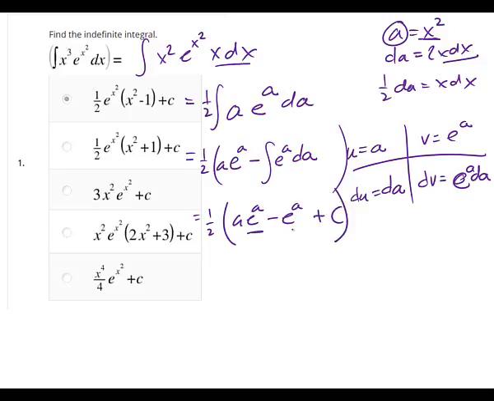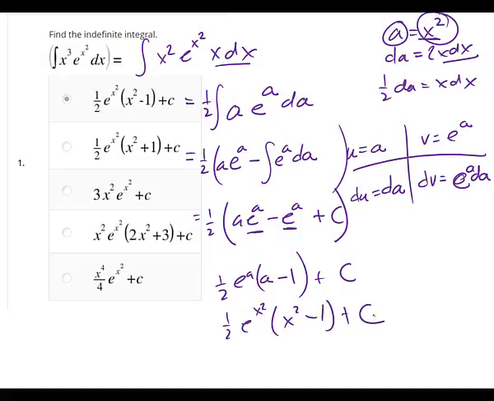So do you see how I have a greatest common factor hanging out in there? Technically, I'm going to pull that c out of the parentheses. It really doesn't have to be in there. I'm going to pull an e to the a out, and I'm left behind with a minus 1, and then I have to replace a with x squared. So e to the x squared times x squared minus 1, plus c.